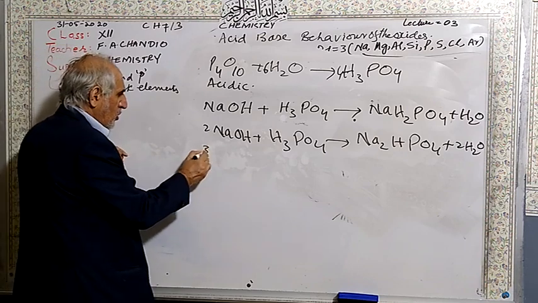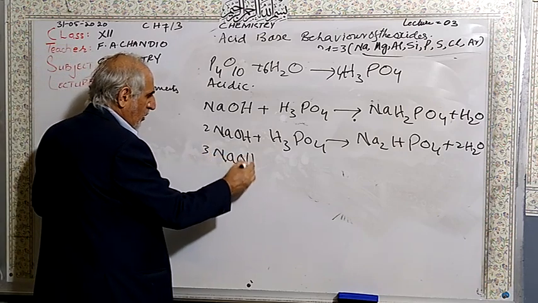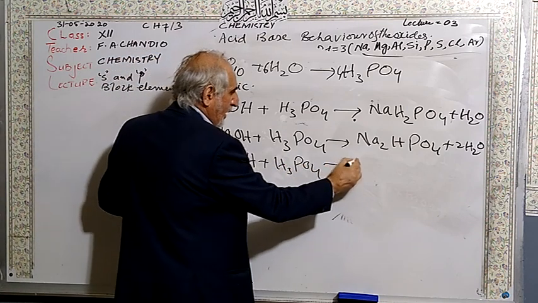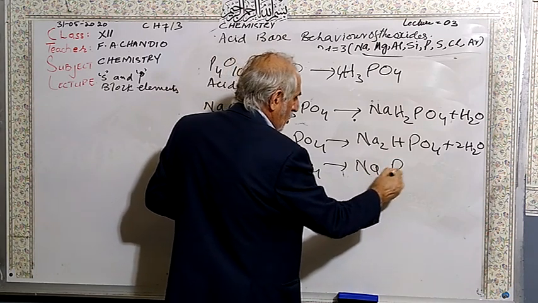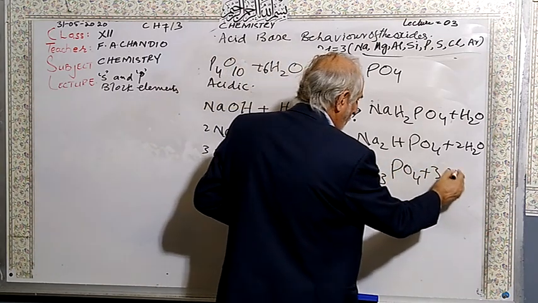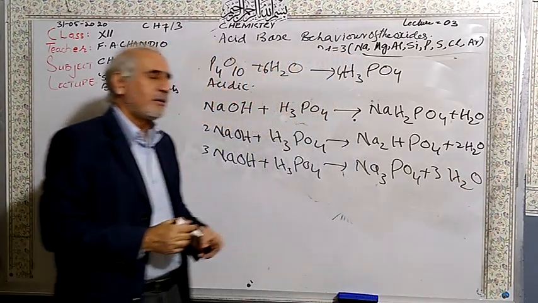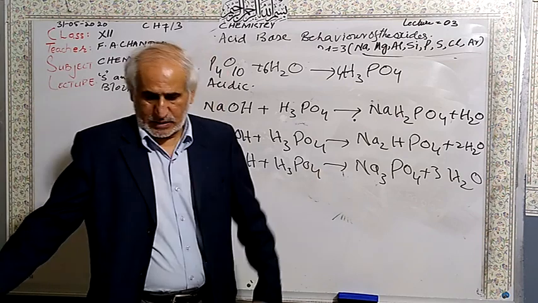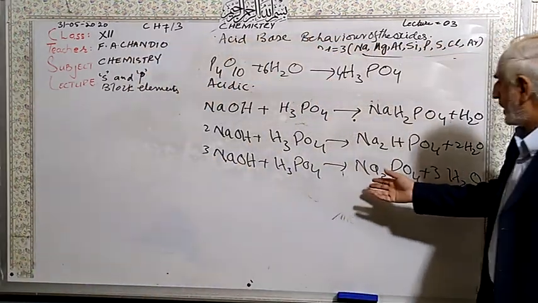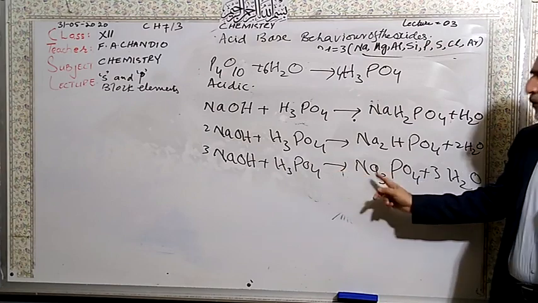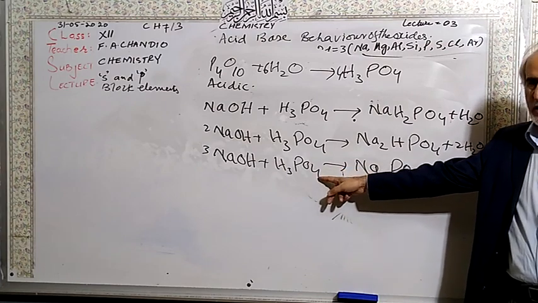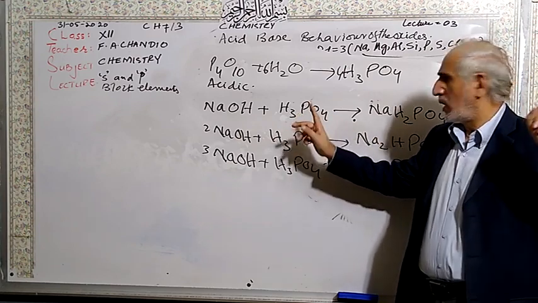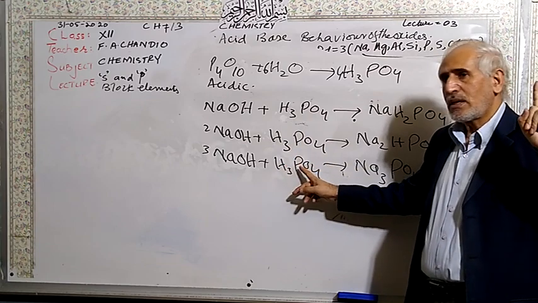And if you put more sodium hydroxide, you will get sodium phosphate. No hydrogen is there. So this is the tribasic case. Three donatable protons are going to be given from the phosphoric acid. So here phosphoric acid donates one proton, here two protons, here three protons.